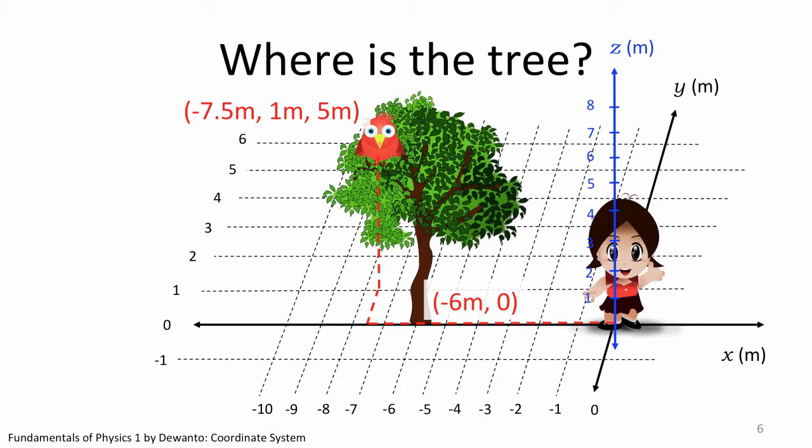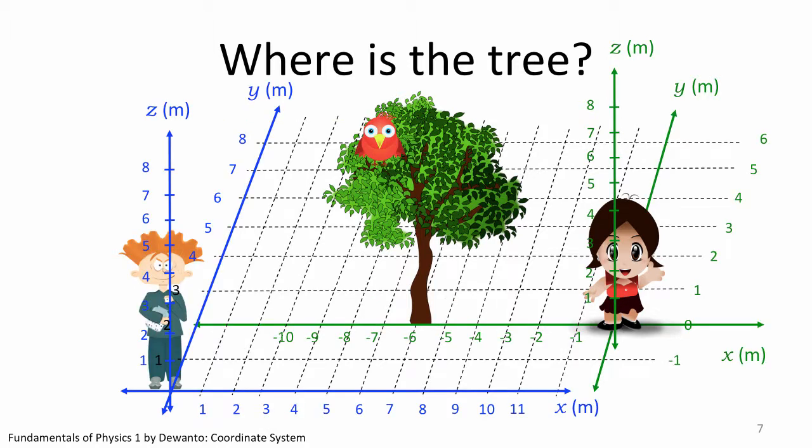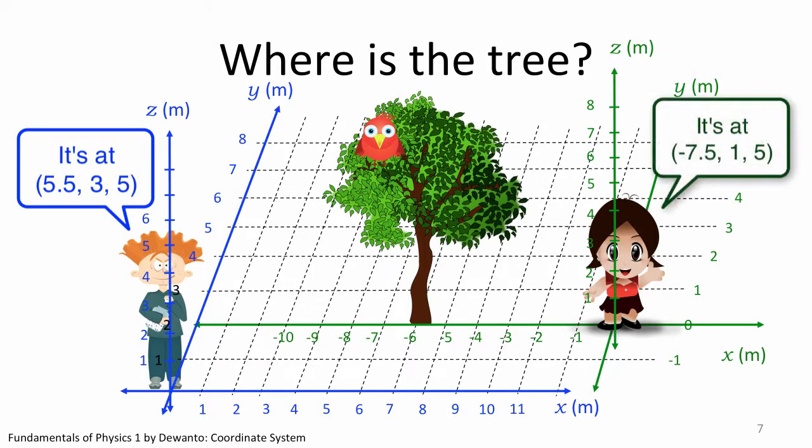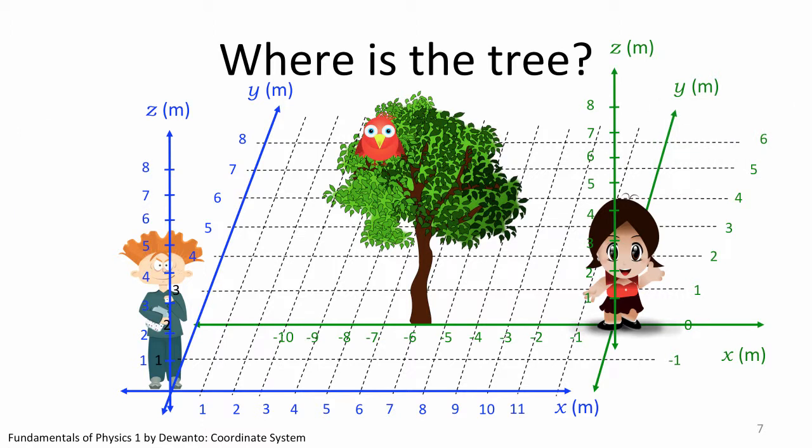Now, this is the interesting thing, so pay attention. You see, after all this discussion about coordinate system, we still come to the same conclusion. That is, our boy and Argall will describe the exact position of any object in space differently. The position of the bird is 5.5, 3, 5 according to our boy, and -7.5, 1, 5 according to Argall. That is hardly surprising because our boy's coordinate system is different from Argall's.